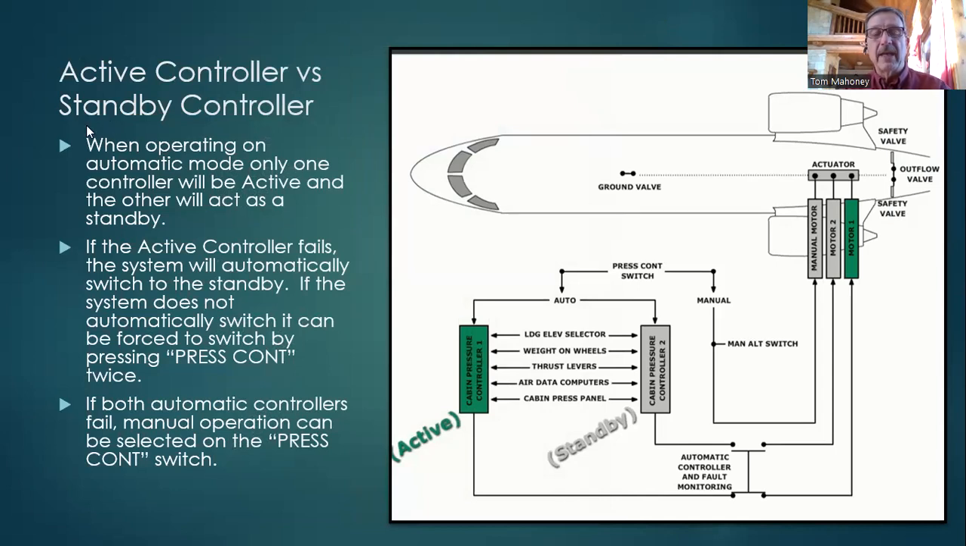So as far as the auto controllers go, you have two of them. One is going to be the active controller and one is going to be the standby controller. When operating in automatic mode, only one controller will be active at a time while the other one remains in standby. If the active controller fails, the system will automatically switch to standby.